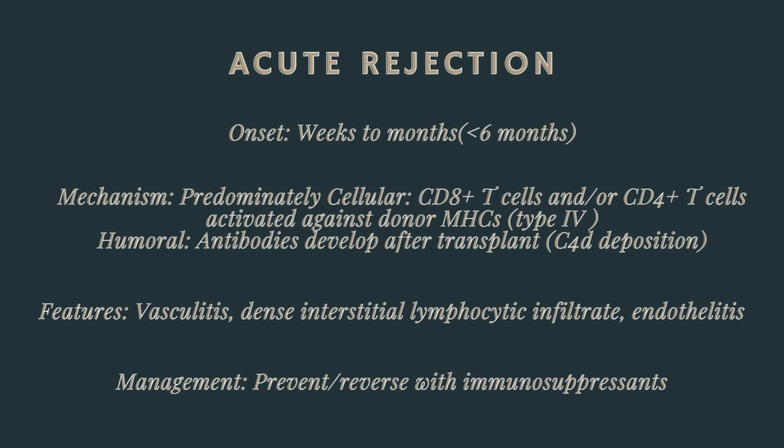In humoral, there are antibodies that develop after the transplant, and the main thing is C4d deposition. So what are the features here? There's vasculitis, and we have to remember that there is dense interstitial lymphocytic infiltrate and endothelitis. So basically it affects the blood vessels. Management here will be to prevent or reverse it with immunosuppressants. So they react to immunosuppressants.